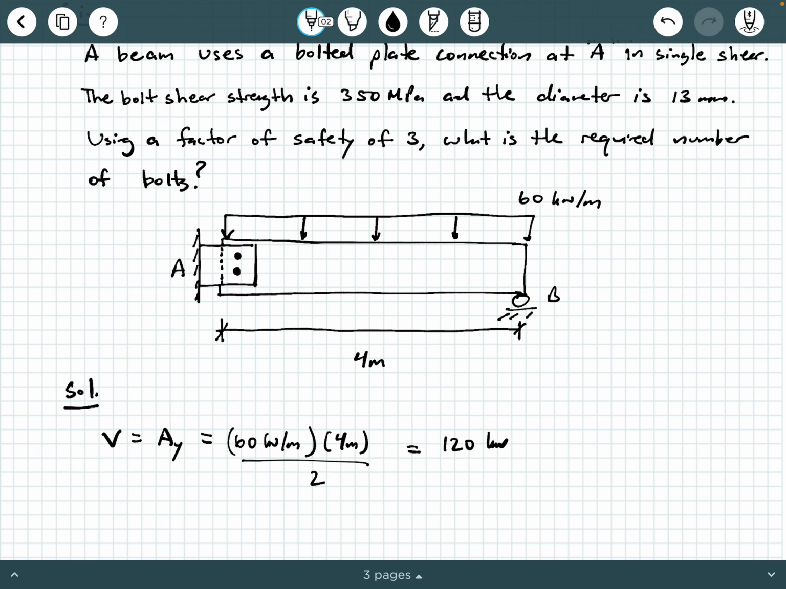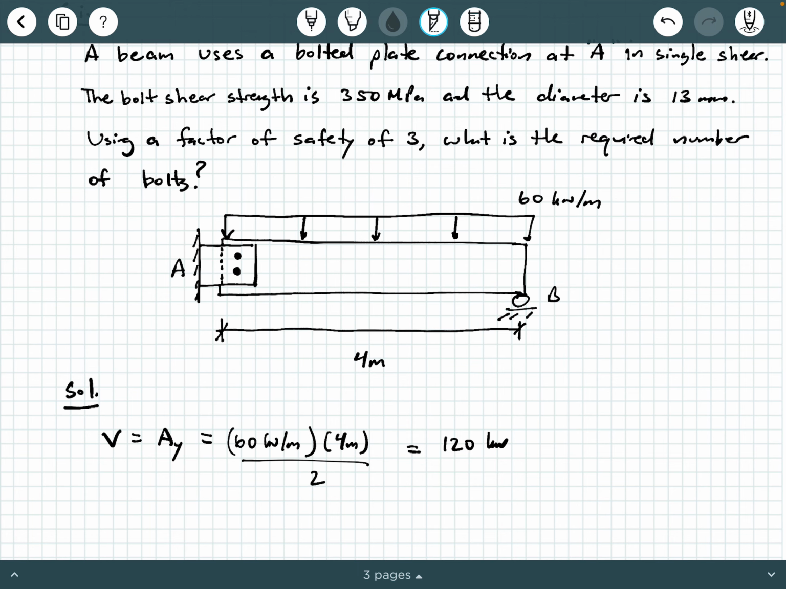Now, how do I know it's 60 times 4 over 2? Again, this is a simply supported beam. You have a pin and a roller, and it's subjected to a uniformly distributed load over the entire length. That means the equivalent point load is the 60 kilonewtons per meter times 4 meters, and where is that located? Right in the middle of the load distribution. Then that's going to get divided in half equally to AY and BY. So there's the divided by 2.